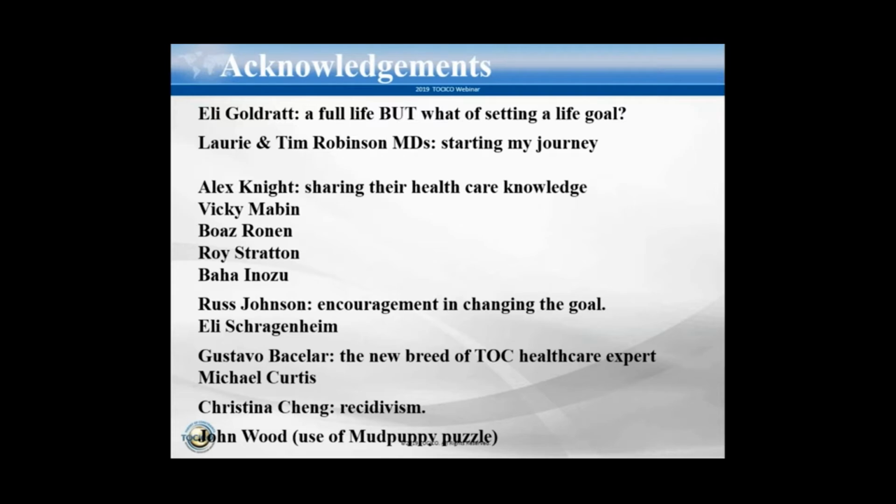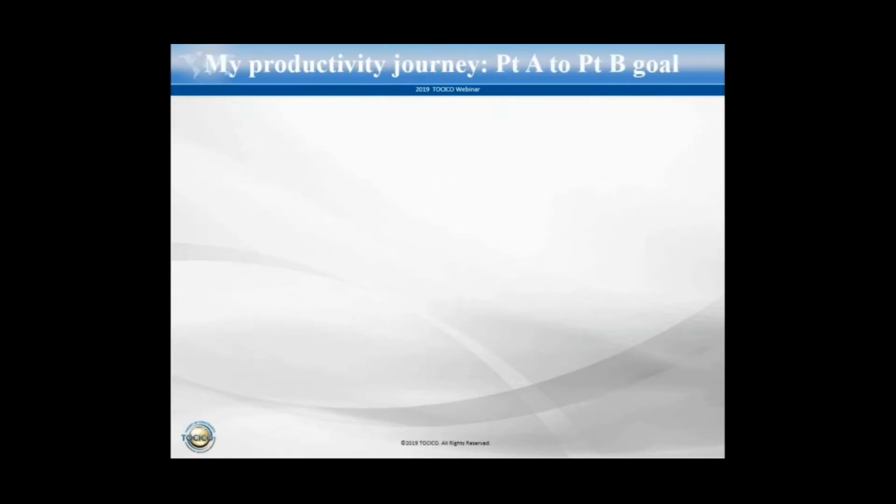The last person is John Wood, a person I've never met. I used a puzzle in this and wrote the publisher, and John immediately wrote me back with permission to use the puzzle that I use in here. My productivity journey starts with the starting point, point A, and it tries to end at point B, the goal of my journey. As I said earlier, that goal keeps moving.